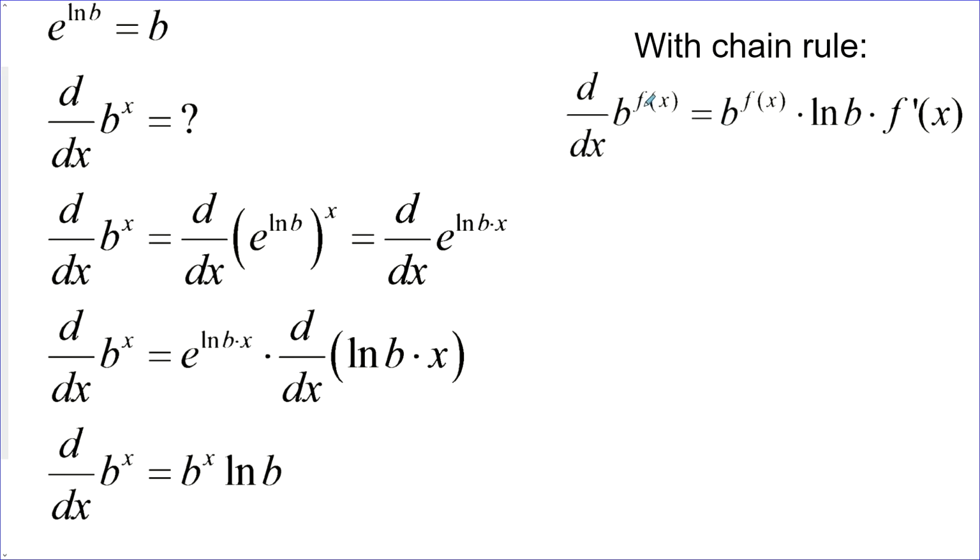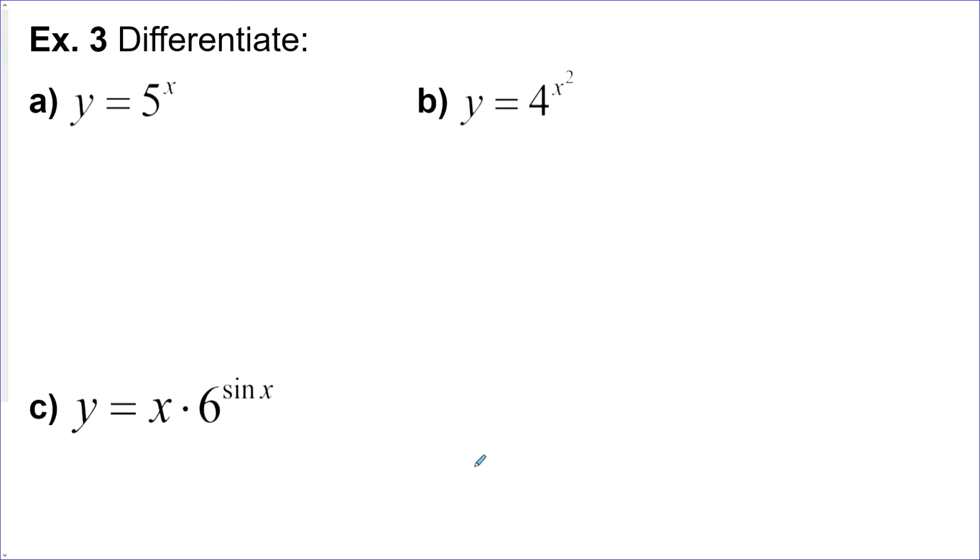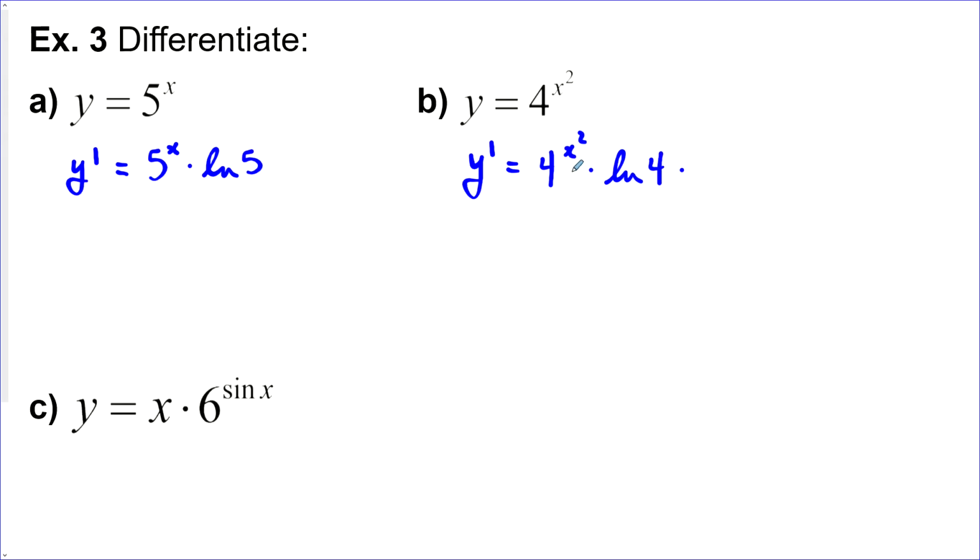So if we have b to the power of f of x, then the derivative is b to the power of f of x times the natural log of b times the derivative of f of x. Let's differentiate these equations. So let's just say y prime is equal to 5 to the power of x times the natural log of 5. Y prime is equal to 4 to the power of x squared times the natural log of the base, which is the natural log of 4, times the derivative of the exponent, which is 2x.